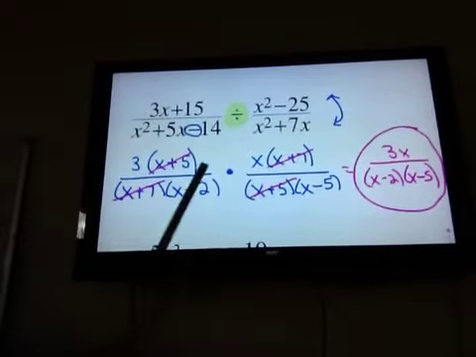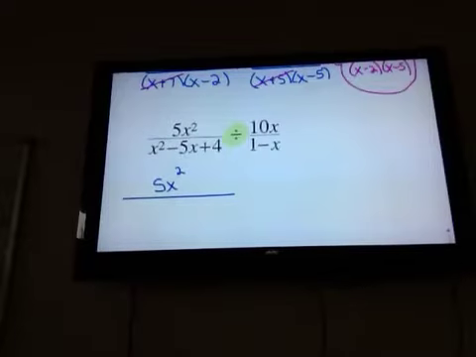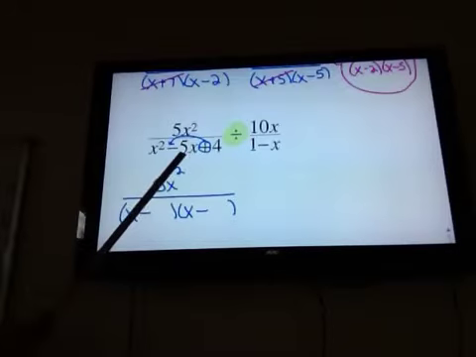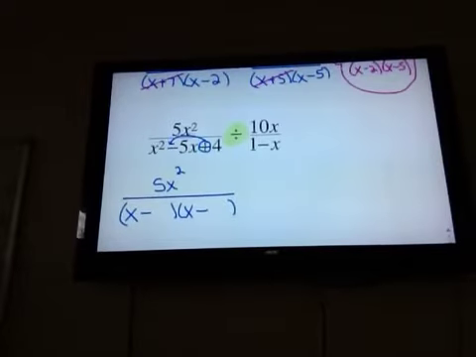Denominator. Common factor to x squared minus 5x plus 4? No. So I do my trial and error. So x times x. Last term is positive, which means my signs are the same. And 4 can be either 4 times 1 or 2 times 2. But I want a 5, so I'm going to use 4 and 1. 2 and 2 would not give me that.